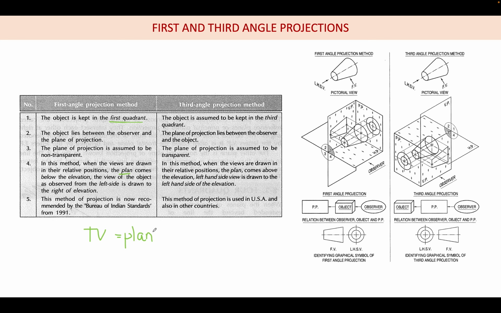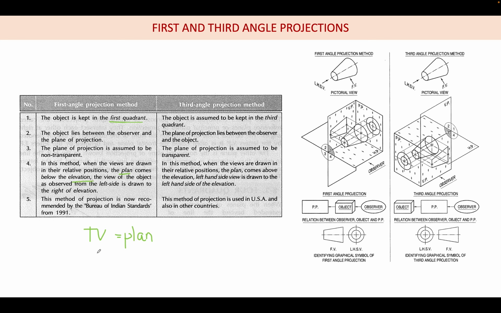Suppose you are going to some big complex building. There you see something called an emergency floor plan. You might have seen that. That floor plan will say where the emergency stairs are located, where the elevators are located, where the different smoke detectors or fire extinguishers are located. Those things you will be able to see in the emergency floor plan. So plan always means it is a top view.